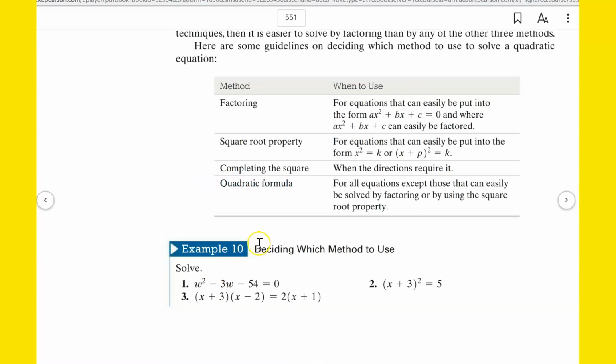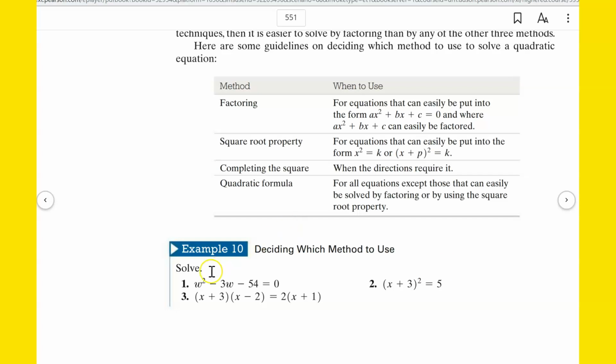Okay, example 10 here says decide which method to use. Look at examples 1, 2, and 3 here, and we're trying to determine which method we should use. We now know 3 methods: factoring, square root method, and quadratic formula. For the first one, all right, pause it and you try. See what you can do with all 3 of them. See how you would want to solve it.